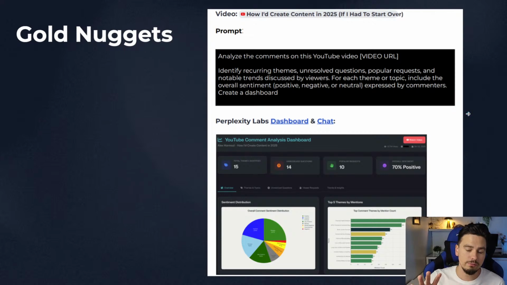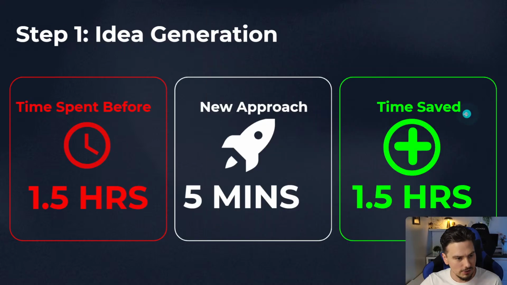As I said, the 5 prompts are probably going to take you around 5 minutes. So instead of wasting hours scanning yourself, going through all these profiles and figuring out who is performing well, we can cut it down from 1.5 hours to just 5 minutes. So almost 1.5 hours saved. Cool. First 1.5 hours in the bank.